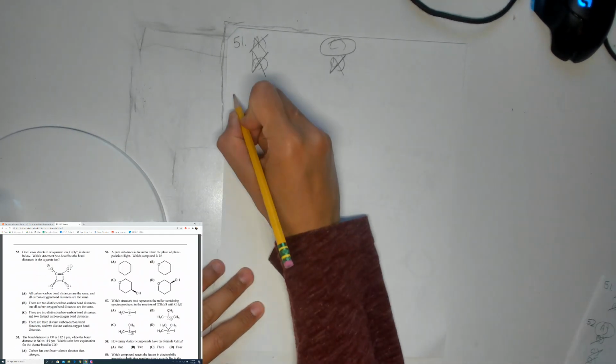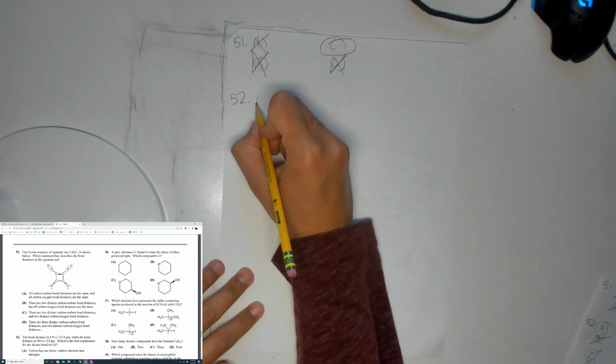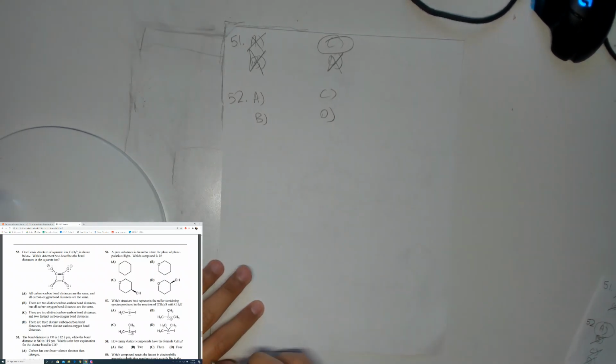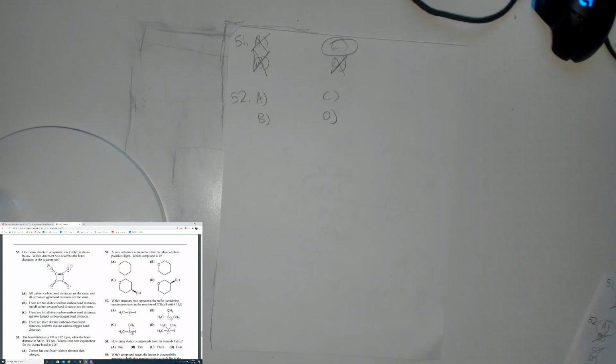52 is a nice, good old trick question. One Lewis structure of the squared ion C4O4 2- is shown below. Which statement best describes the bond distances of the squared ion? All carbon-carbon bond distances are the same, and all carbon-oxygen bond distances are the same. Yes, that's true.